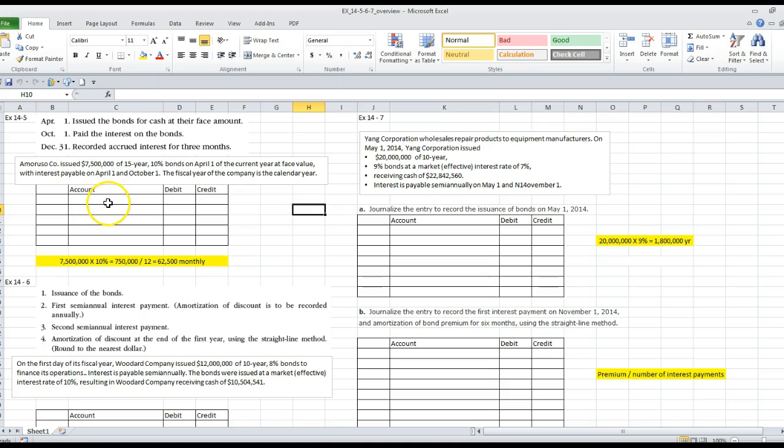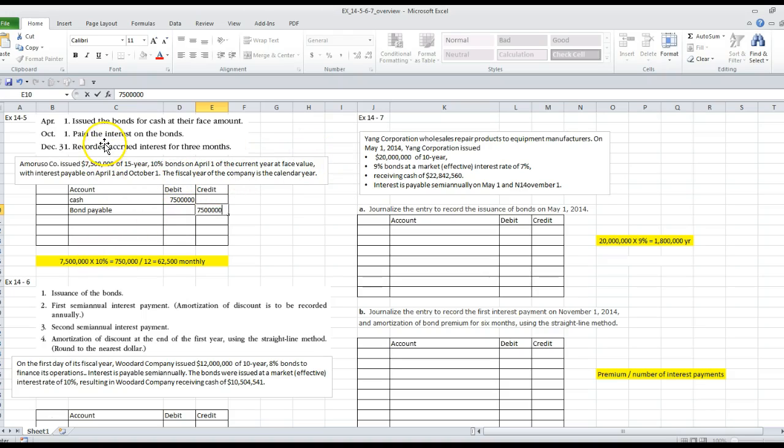So, we are going to debit cash for $7,500,000 and credit bonds payable, that helps if you know how to count, payable for $7,500,000. It's the most basic of your bonds.